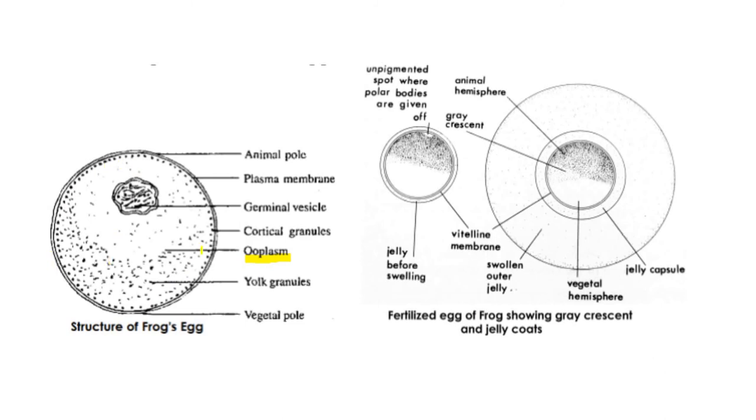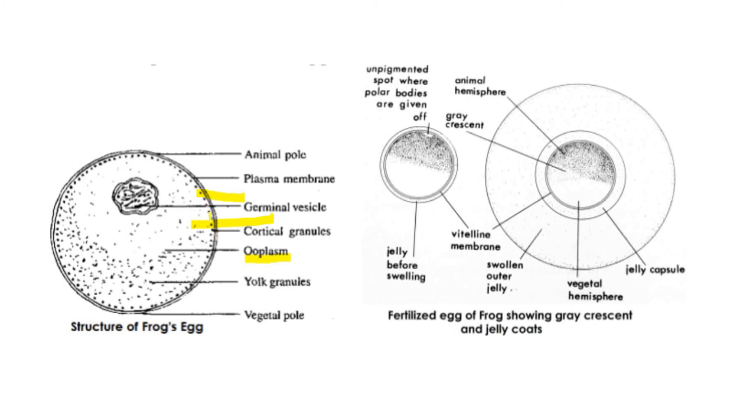The egg cytoplasm is distinctly granular, that is, of a granules type. The egg cytoplasm is differentiated into outer ectoplasm and inner endoplasm, okay. The ectoplasm is also called cortex.